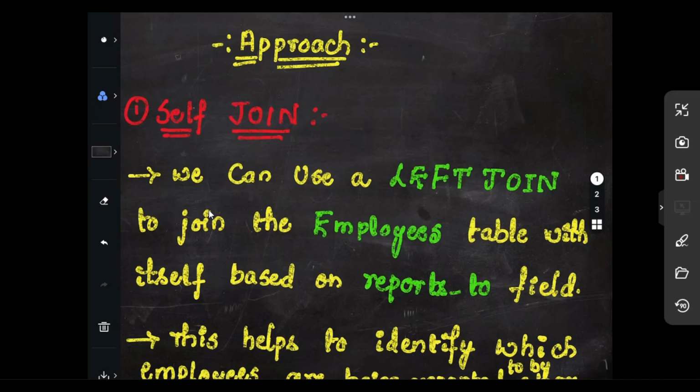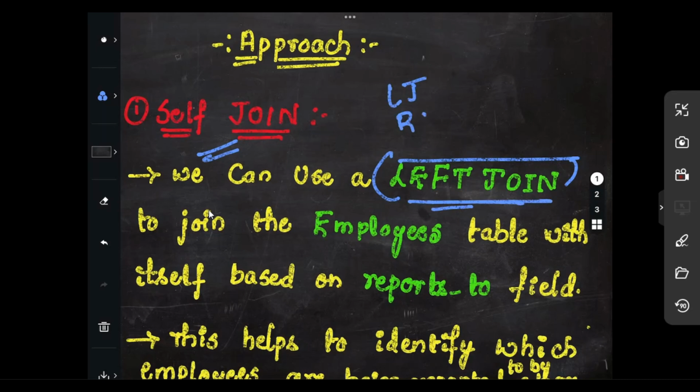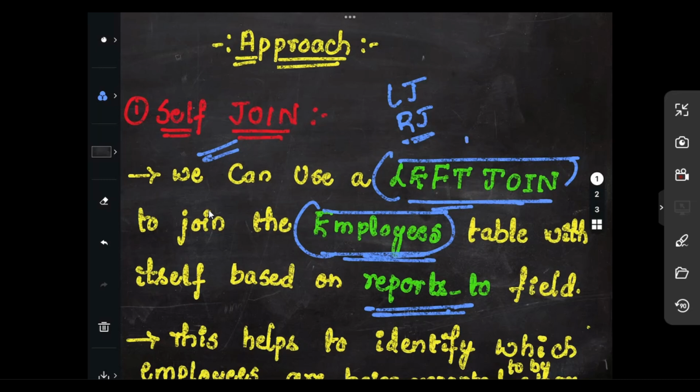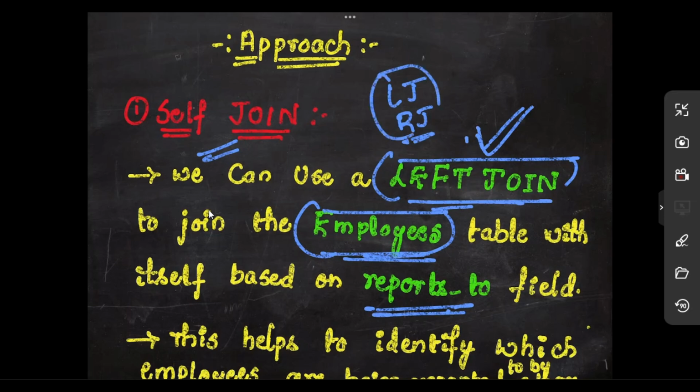So here in this case, we will be going with a self join. Why will we go with a self join? We can make use of the left join, right? When I say self join, either we can go with the left join or the right join. We have to join the employees table with itself based on the reports to field. So we will be joining the employees table with itself by making use of the left join. We can use either left join or right join, but we will be making use of the left join in this case.